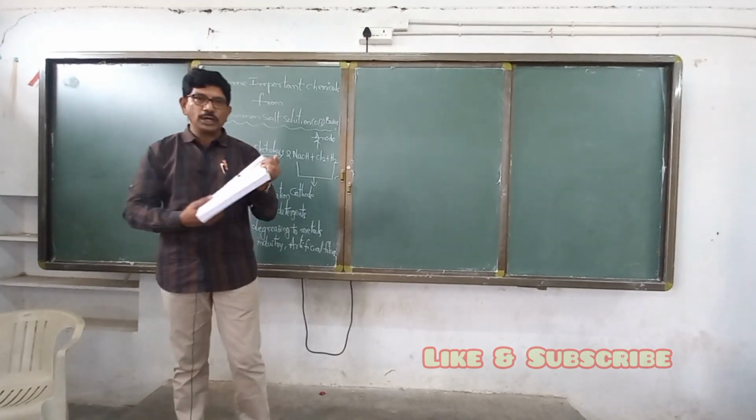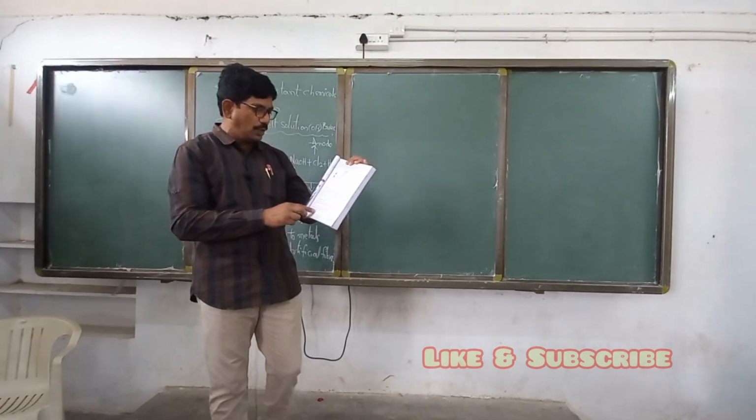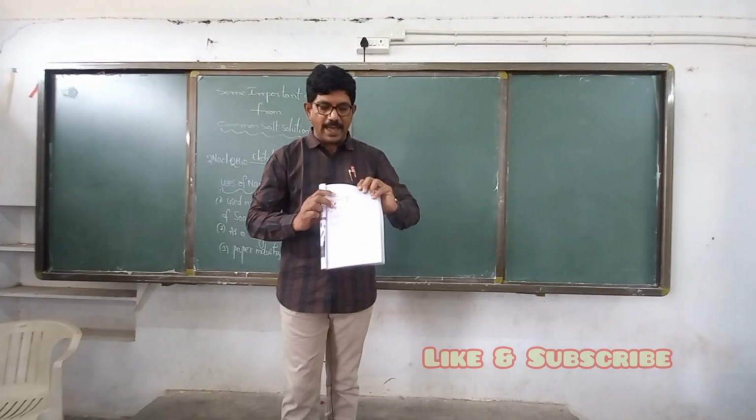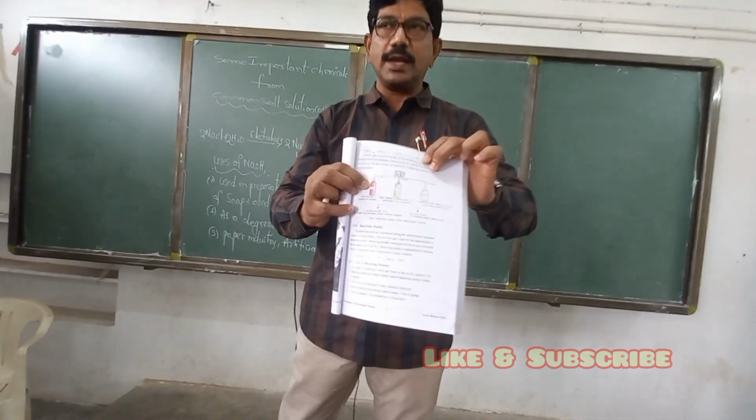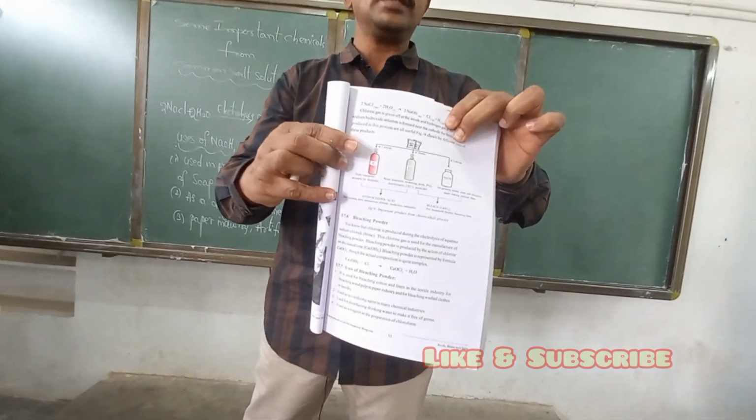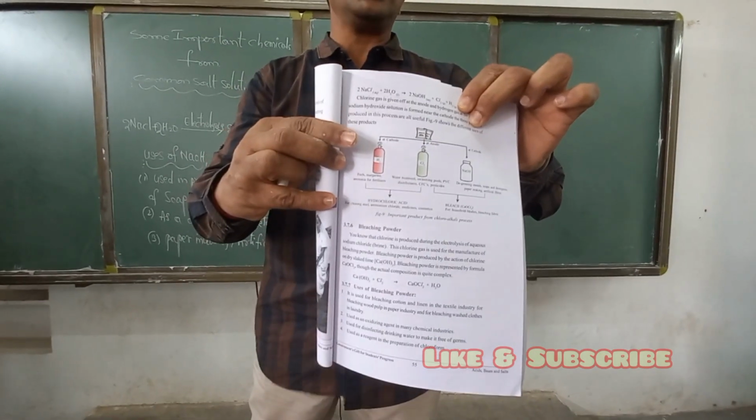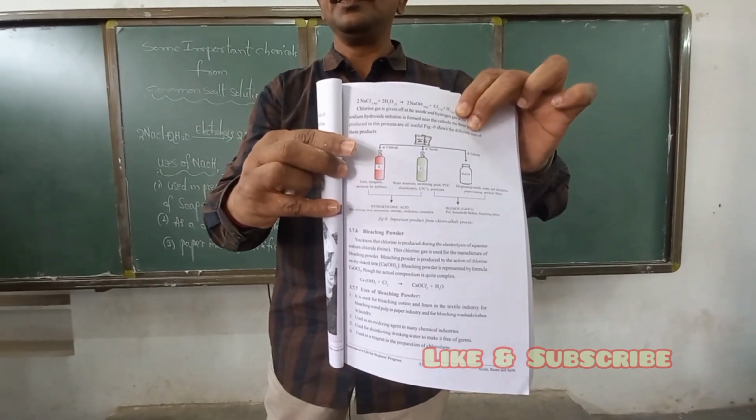Look into your textbook. It is given on page number 55. See this diagram. This is the industrial diagram showing how the chloro-alkali process goes on. Are you clear? Thank you.